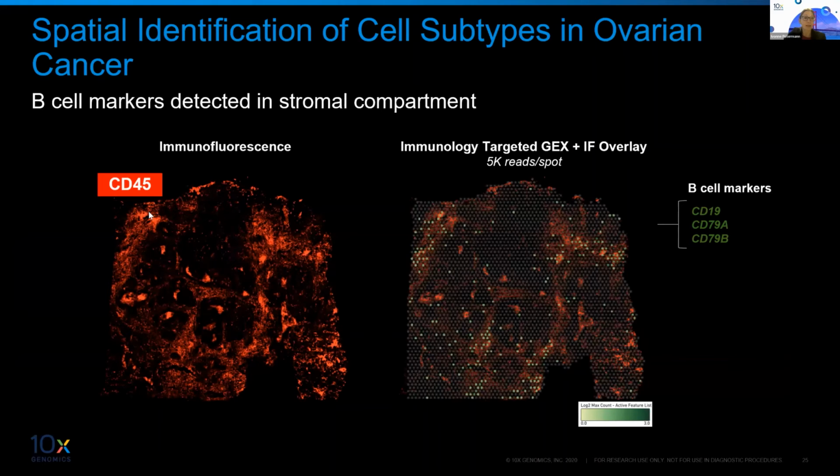And very similarly, you can do this with B-cell markers that are detected in the stromal compartment, where you look at these specific targets, you look at the gene expression pattern, and then you can look at specific B-cell markers within the section and look at the gene expression levels there.